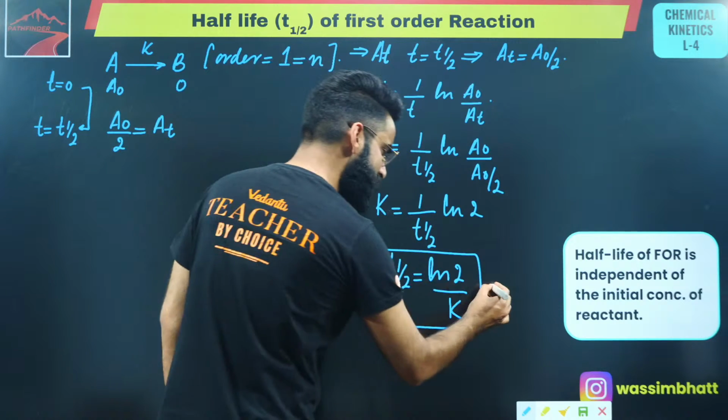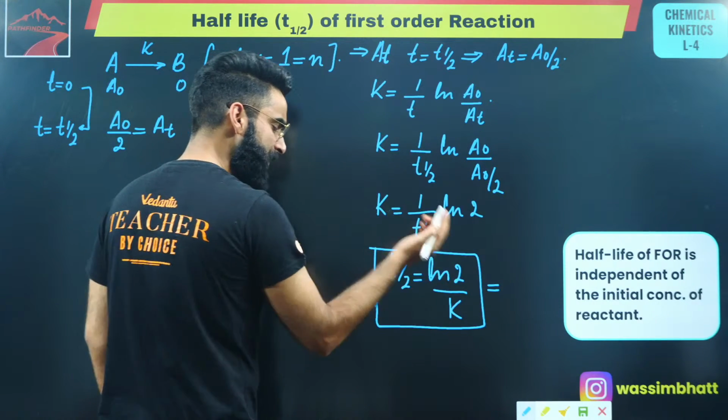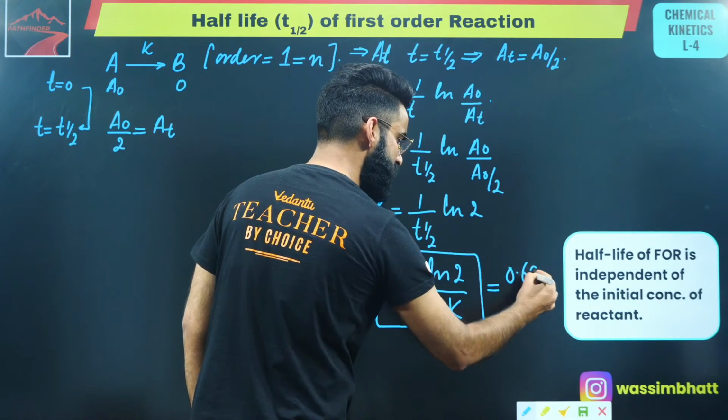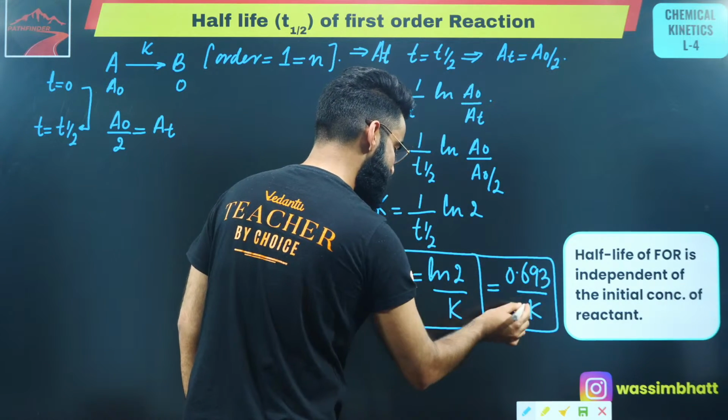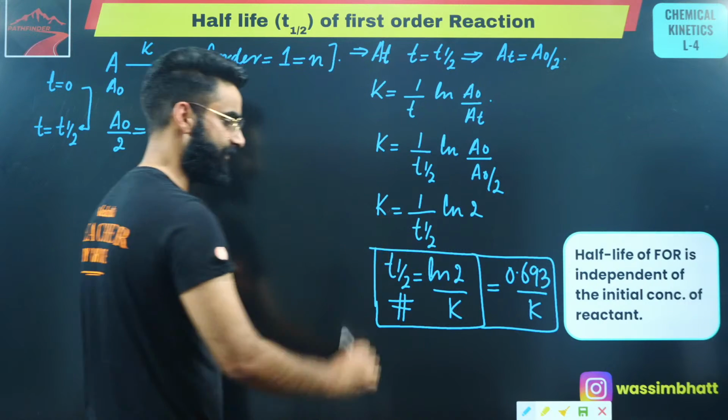And you can write it in different forms as well. As you all must be knowing, ln of 2 is 0.693, divided by K. You can use either of the expressions in order to calculate half-life for the first order reaction.